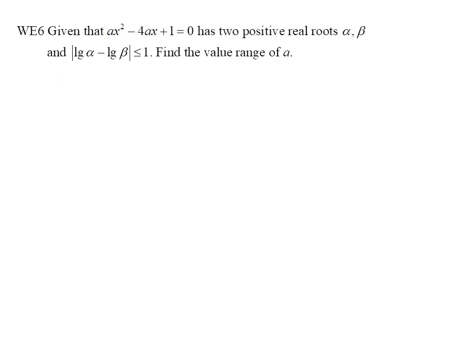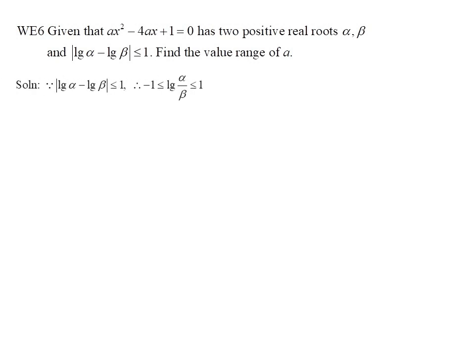Example 6 shows the quadratic equation ax squared minus 4ax plus 1 equals 0, where α and β are the two positive real roots of this quadratic equation, and they satisfy the inequality of the modulus of common logarithm of α minus common logarithm of β is less than or equal to 1. The question is to find the value range of a.